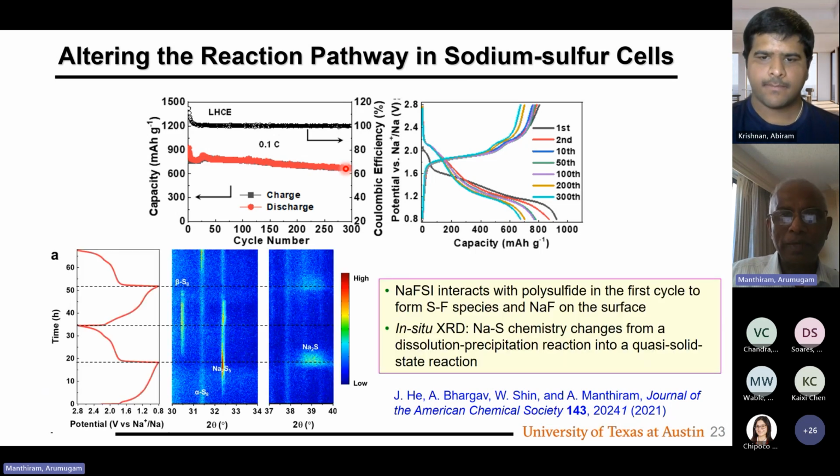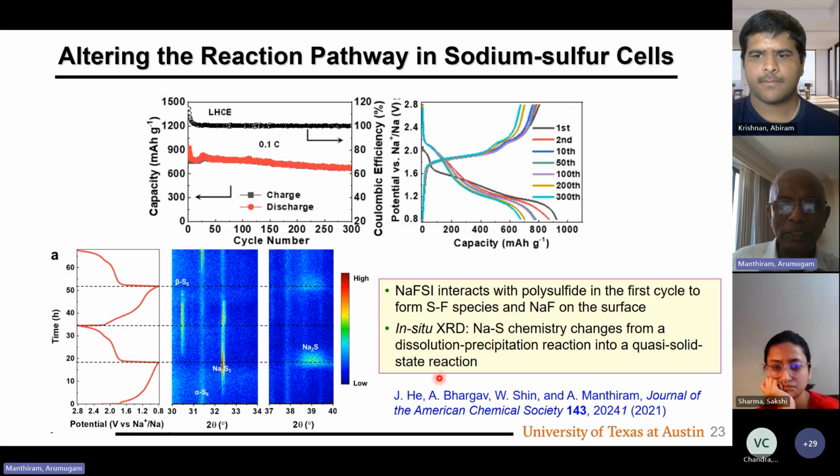And then we have done a lot of characterization. When you change the voltage, initially the electrolyte forms polysulfide. Then after 1 or 2 cycles, you don't see any polysulfides. The reaction mechanism changes from a dissolution-precipitation reaction to a quasi-solid state reaction. That's why it performs much better.